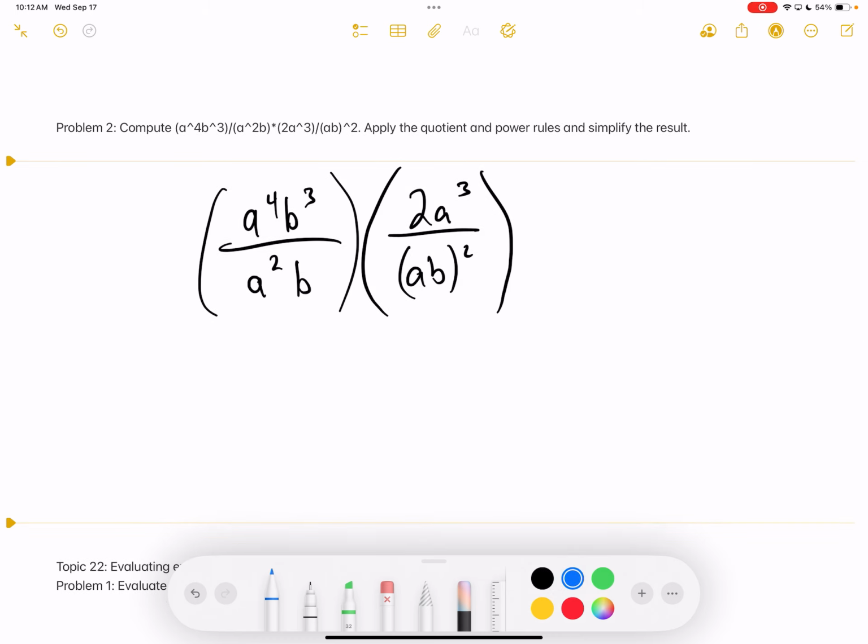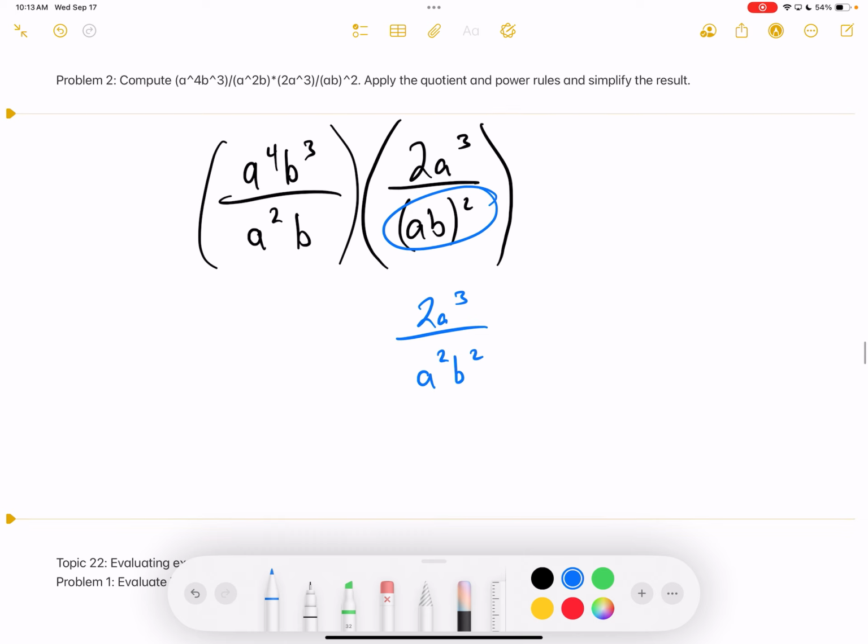Okay, so the first thing I'd do is this part right here. So that'd be a squared and b squared. You know what I'd do on the left side? I'd go ahead and simplify that down. I have 4 a's on top and 2 on the bottom. 3 b's on top and 1 on the bottom.